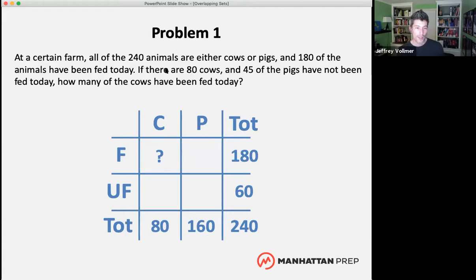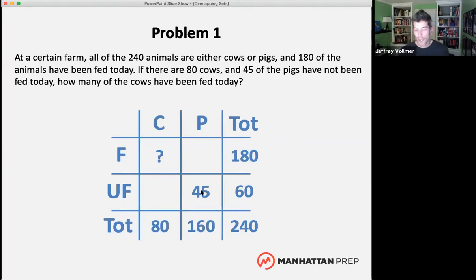Cool. All right, 80 cows and 45 of the pigs. All right, so of the 160 pigs, 45 have not been fed. So think about where that's going to go. I'm talking about pigs, I'm talking about not been fed or unfed. I'm going to have to put 45 right there. How many of the cows have been fed today?